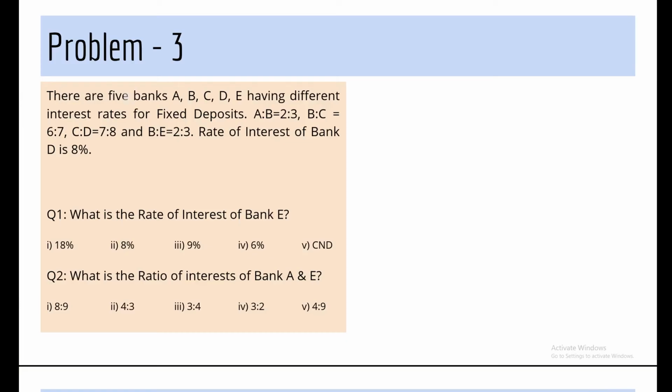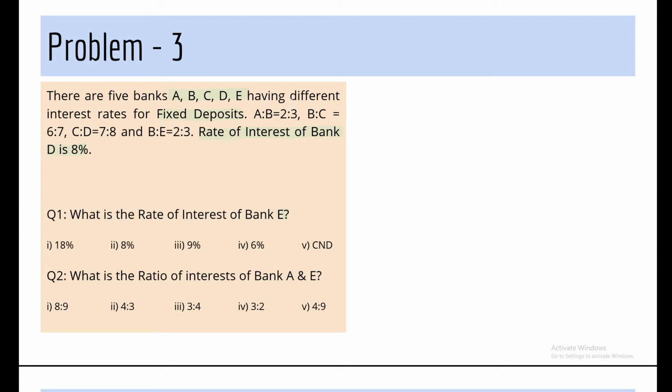There are 5 banks A, B, C, D and E having different interest rates for fixed deposits. A is to B is equal to 2 is to 3. B is to C is 6 is to 7. C is to D is 7 is to 8. B is to E is 2 is to 3. Rate of interest of bank D is 8%. So question number 1 is, what is the rate of interest of bank E?